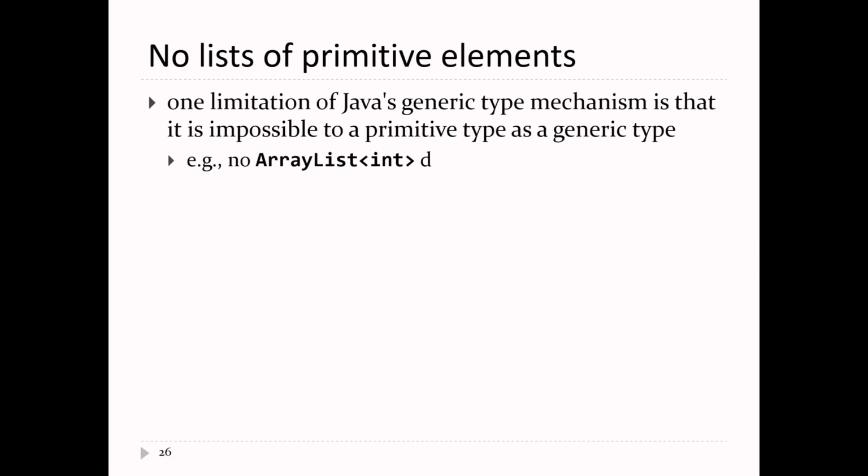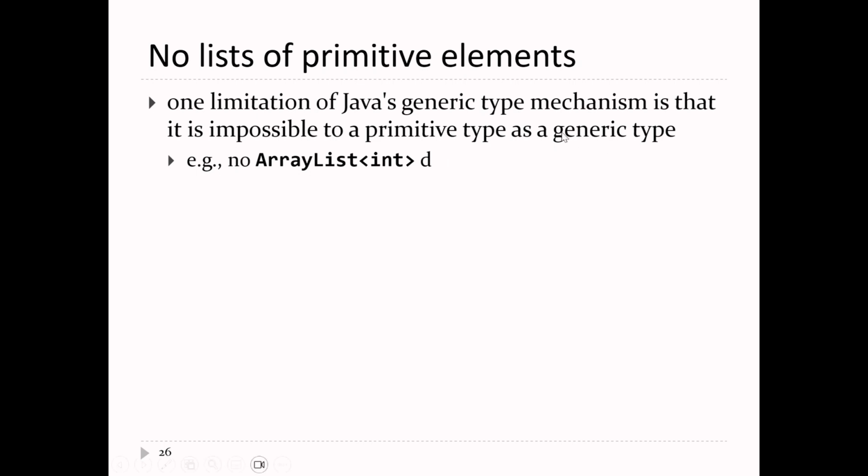Okay, there's another funny thing about Java lists. If you're using a list in Java, you can't make a list where the elements have primitive type. So you can't make an ArrayList of int. You really want to make an ArrayList of int often, right? I want a list of int, can't do it.